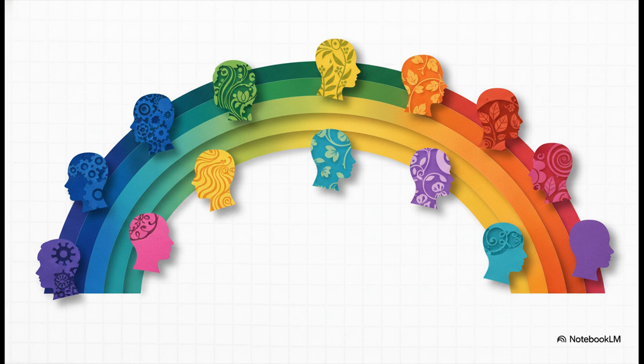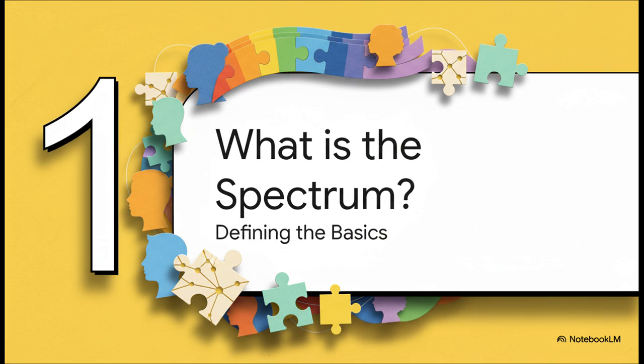Okay, if you only remember one thing from this whole explainer, please let it be this. Autism is a spectrum, and that word is so important. It means it's not one single thing. It's a massive, diverse range of human experience. That idea of neurodiversity, that all our brains are wired differently, is going to be our North Star here. So let's dive right in with the basics.